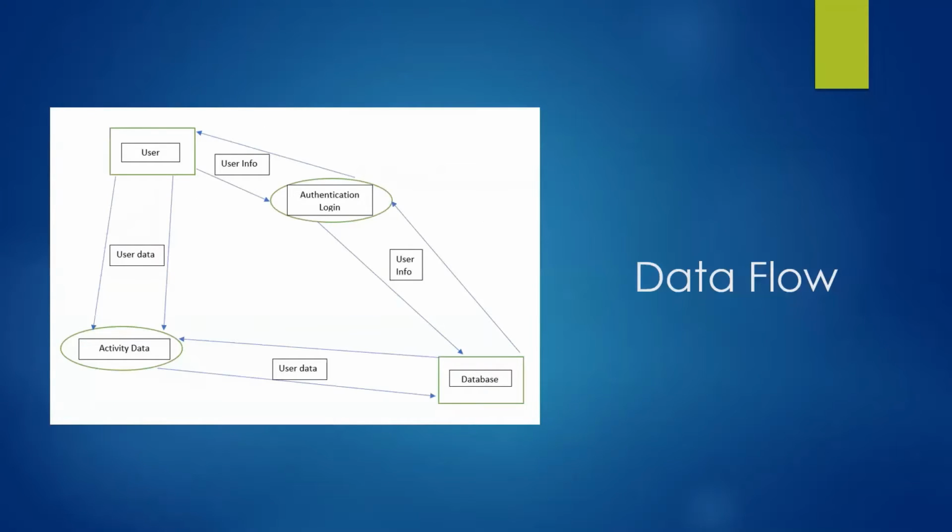The data flow diagram represents the flow of data throughout my project. The external entities are the users and the database, and the processes are the activity data and the authentication login, since those change depending on the user. The data can flow from the user to the database or from the database to the user. The data can either be the user's data or the user's credentials. The user data may be the user's total steps or their heart rate.